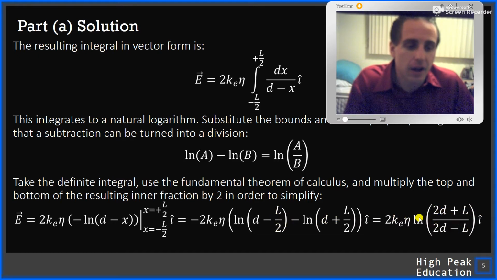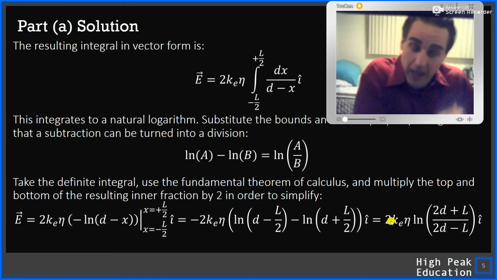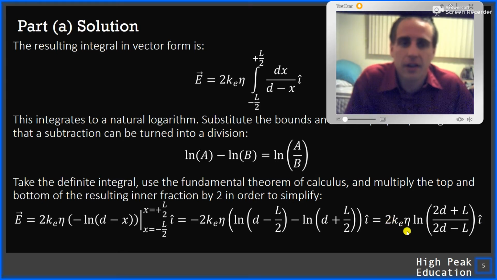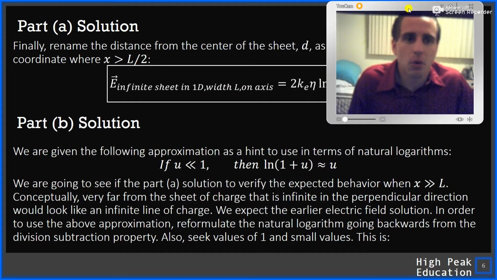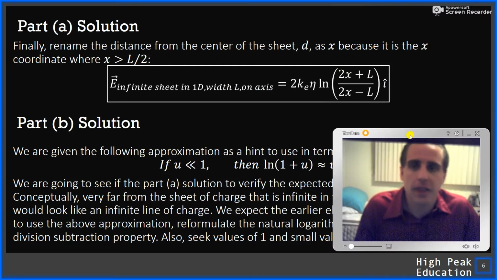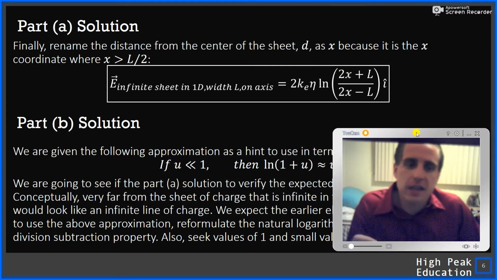I hat, and that's inside the natural logarithm, times I hat makes it a vector. 2ke eta are the constants out front. And then lastly, we want to make the following recognition. We want to recognize that D is our x coordinate.